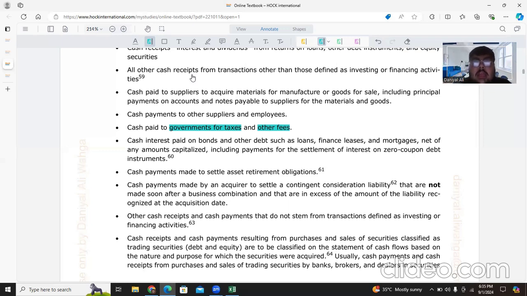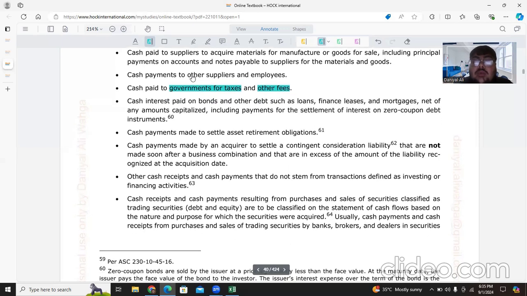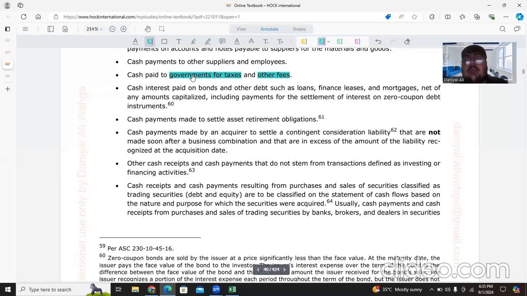It says further, you pay cash for the settlement of an asset retirement. All right. Your employee benefits. You pay cash to settle some contingent consideration, some contingent liabilities, if they are not made soon after the business combination. So they are giving us a limitation that when there is a business combination, a consolidation, or goodwill working, you cannot use that cash. Your contingent liability is not that apart. You need to understand that as well.